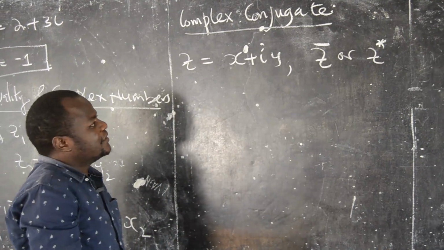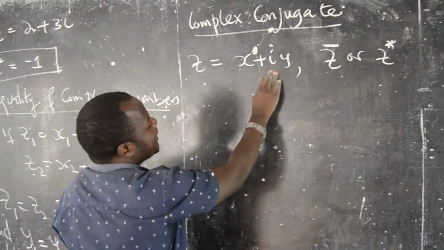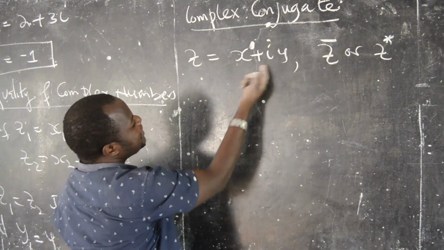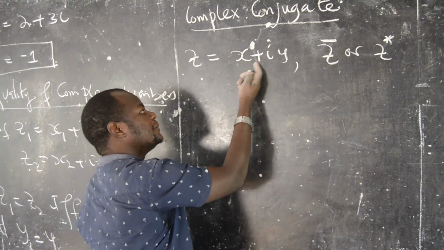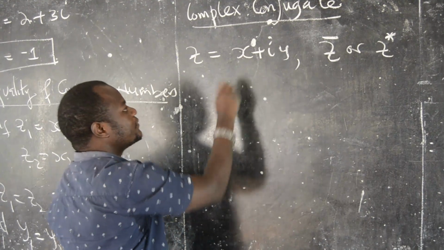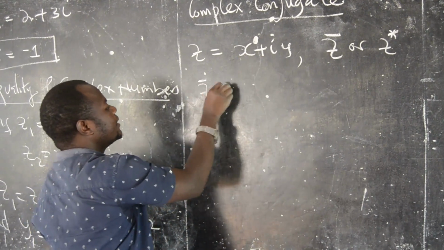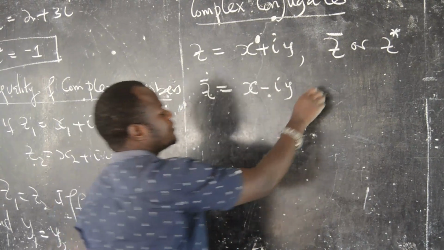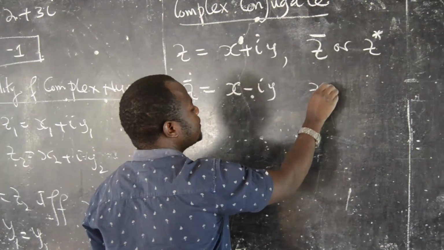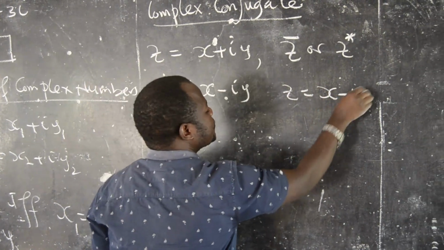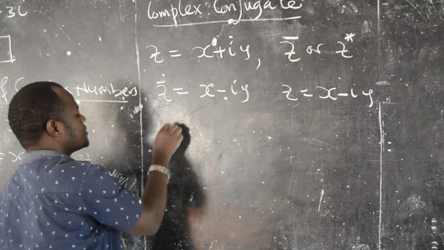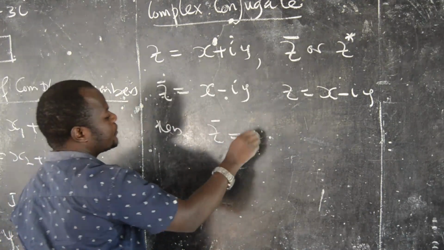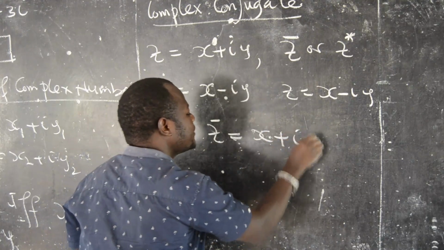But how do we find this? We find a complex conjugate by interchanging the sign which you see in between here. If it is a plus, please put a minus. If it is a minus, put a plus. For example, in this case, Z bar is equal to x minus iy. What if it was like this, Z equals x minus iy? Then in that case, when it is a minus, that would be Z bar equals x plus iy.